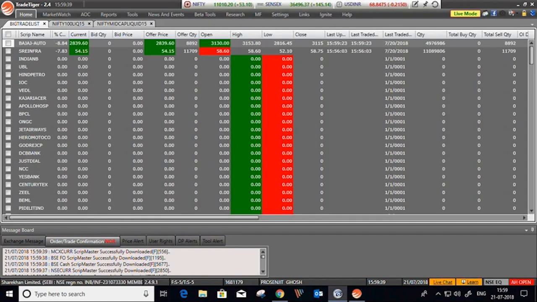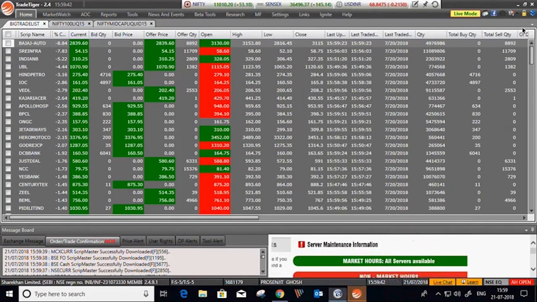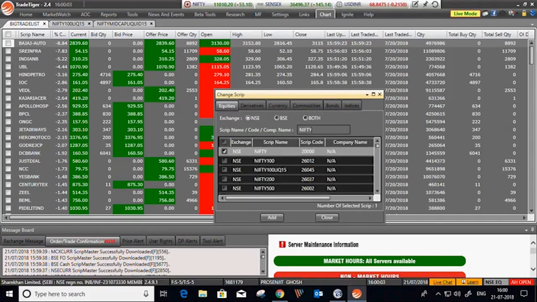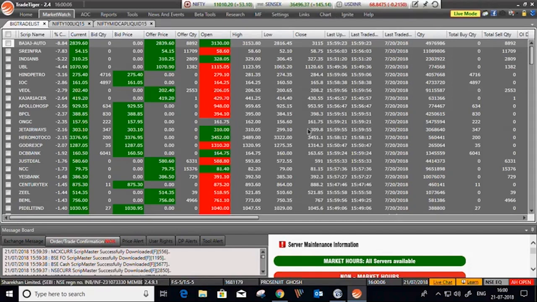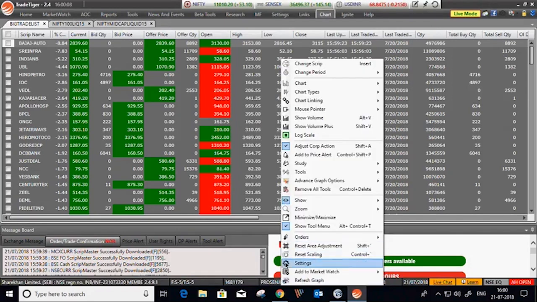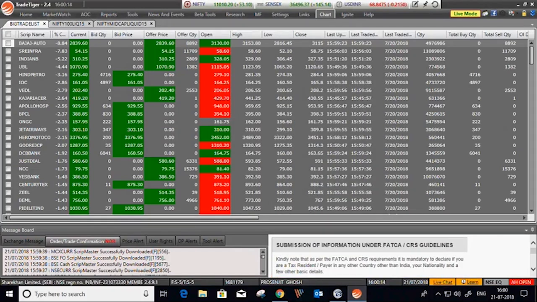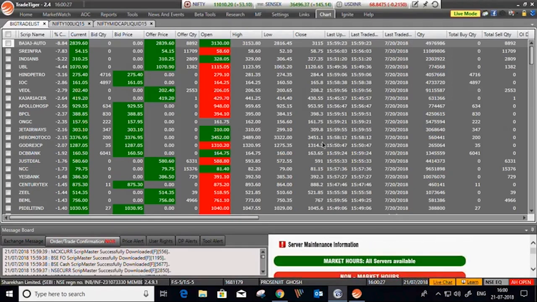Can you all see the charting platform? Can you all see my chart? Hello? Yes? Okay. Please tell me, otherwise I will not know whether you can see it.